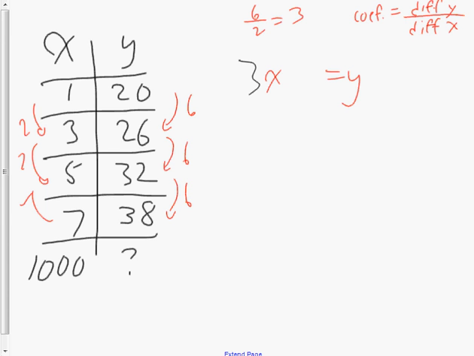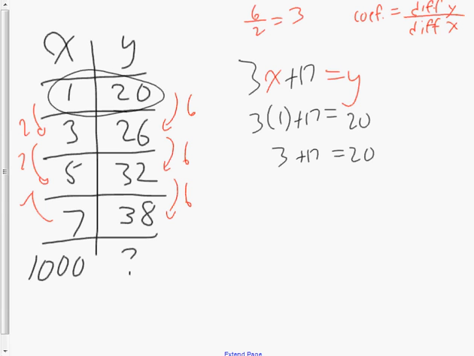That 3 becomes the coefficient that shows the relationship between x and y. Now once you have your coefficient, take any ordered pair between x and y and substitute them in. So in this case, x is going to be 1, so I'm going to change that to a 1. Y is going to be 20, I'm going to change that to a 20. Simplify this and see if they're equal. If they are equal, you're done, and you don't need a constant. But if they're not equal, you need to place a constant to make them equal.